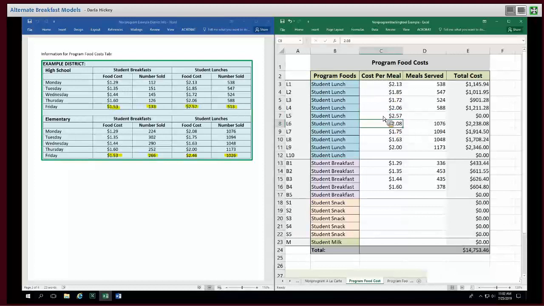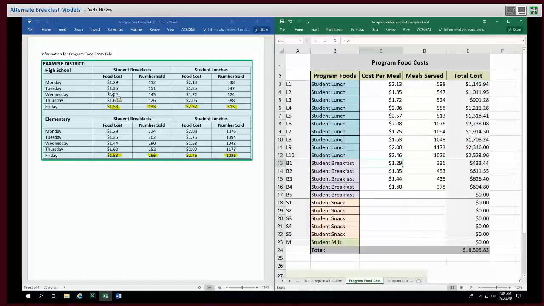And then if I keep going, this has my elementary lunch costs. So I have $2.08, $1.75, $1.63, $2, and then $2.46 on Friday. So I'll enter that $2.46 for Friday. And then I'll enter the number of meals served. At the high school, that Friday we had 513. And then at the elementary, on Friday it is 1026.